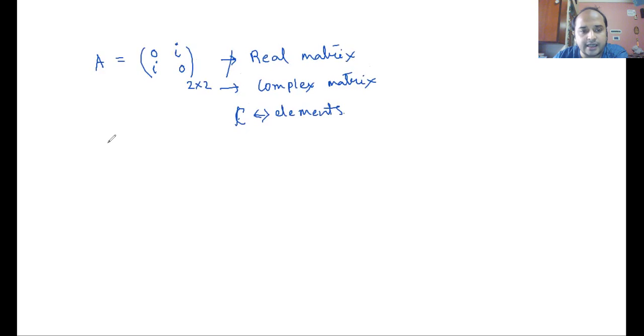Now I can consider a complex number. The complex numbers are your field here. So I am selecting a number, say i, from this field. When I multiply i by the matrix, what do I get? I get this.